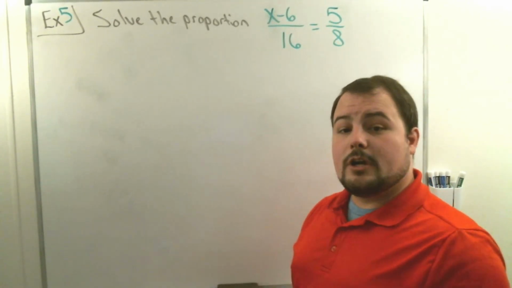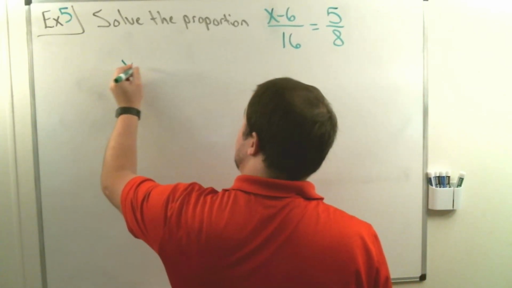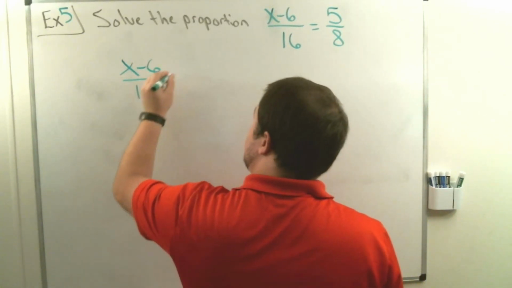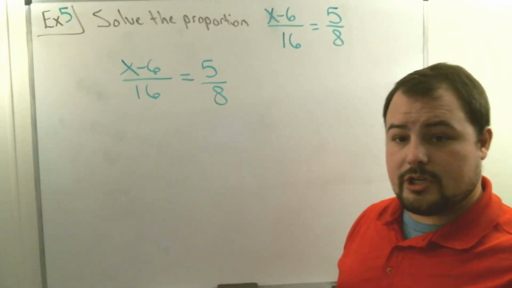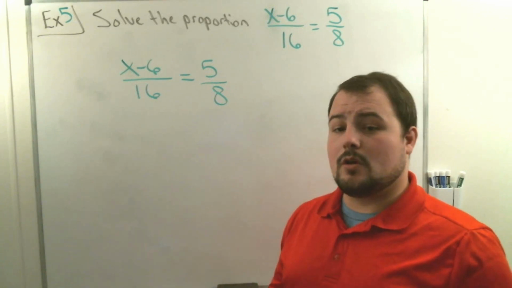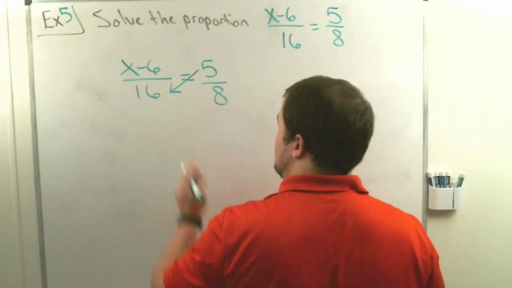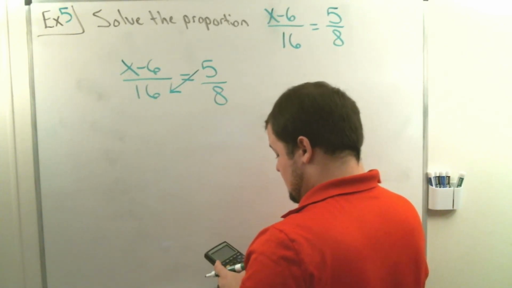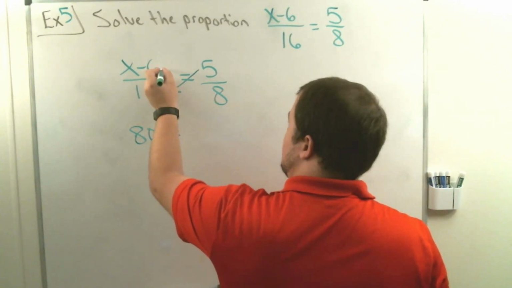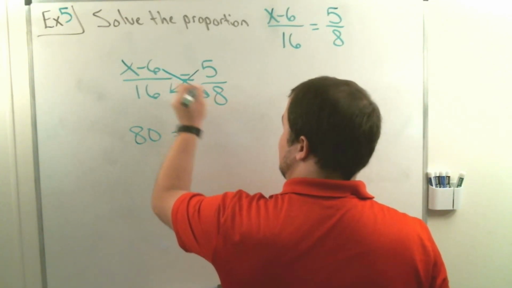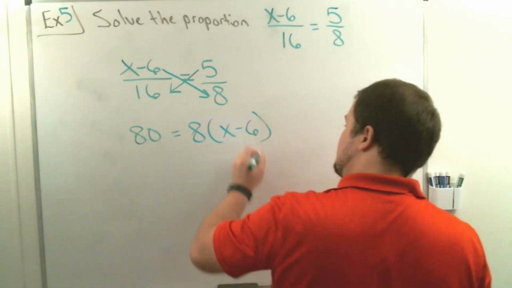Alright, in example 5, we're actually going to be solving another one, kind of like the previous one. We have x minus 6 divided by 16 equals 5/8. So we have two fractions equal to each other. And again, since we have two fractions equal, that means we can cross multiply because they're proportional. So we can take 5 times 16. 5 times 16, that's 80, equals, we can take x minus 6, or we can take 8 times x minus 6, and I'm going to do that way. 8 times x minus 6.